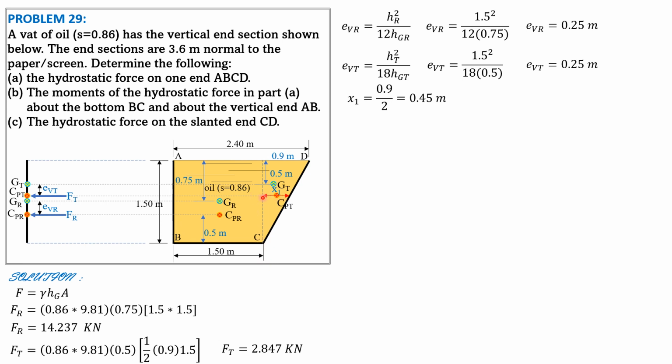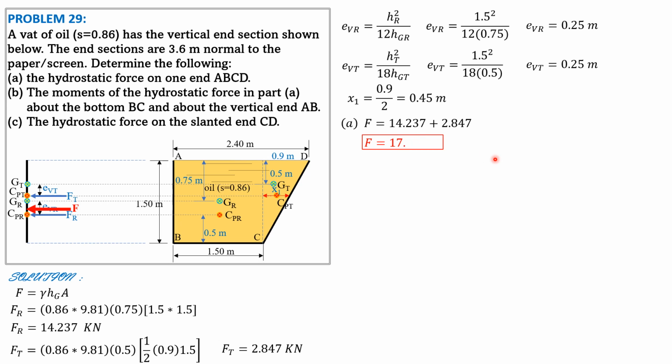Or in short, that's the point which divides the height exactly into halves. So that's why it's 0.45 here. So F therefore can now be solved. It is FR plus FT. That's the question to number 1.